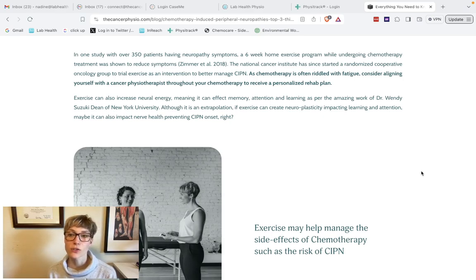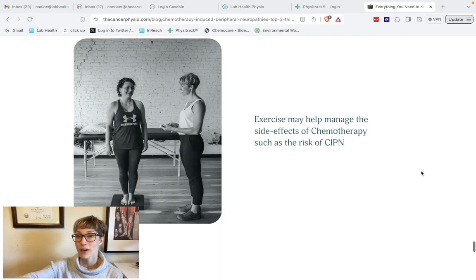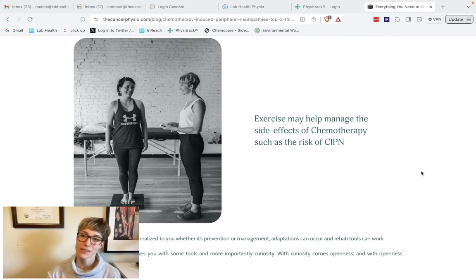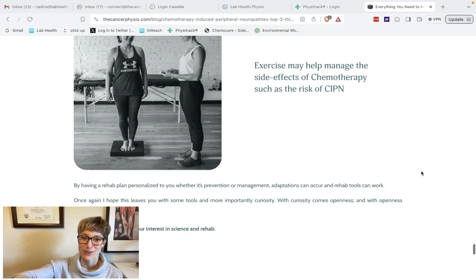We also know through the research of Dr. Wendy Suzuki that exercise can increase neural energy, which means it can actually affect memory and attention and learning. So, if you're trying to promote nerve health and prevent nerve damage, it's a bit of an extrapolation, but I would say it wouldn't be a bad thing to increase your nerve energy or your neural energy through exercise when undergoing something that can potentially affect your nerve health, such as chemotherapy. So exercise may help manage the side effects of CIPN and lower its risk, but I also believe this research is going to get stronger and stronger.